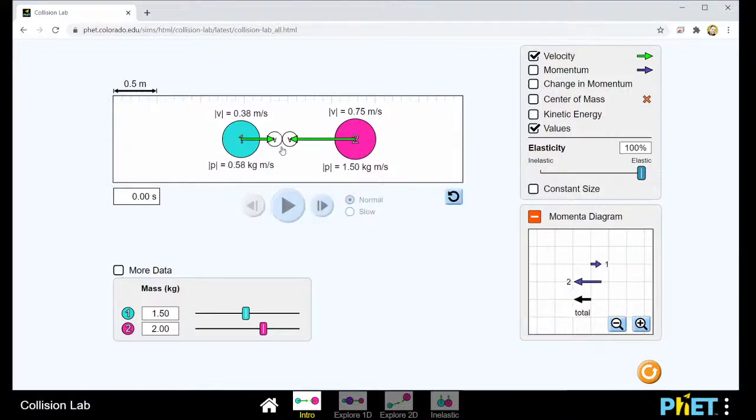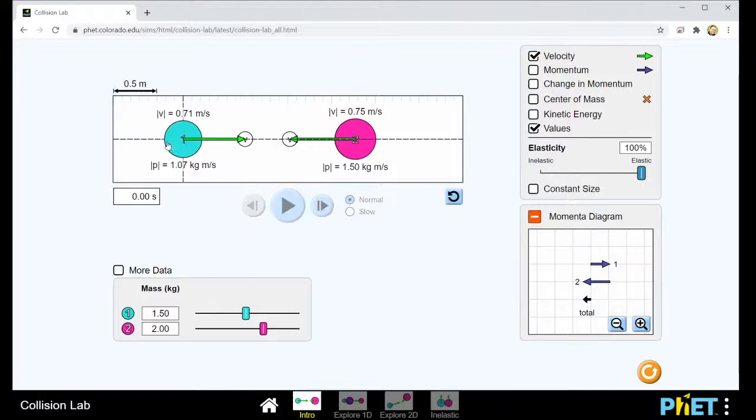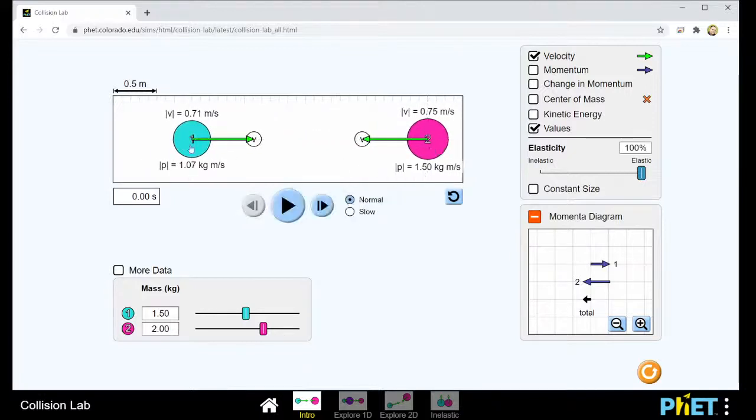Reset. Make them farther apart. Okay, so I'll set things up like this.